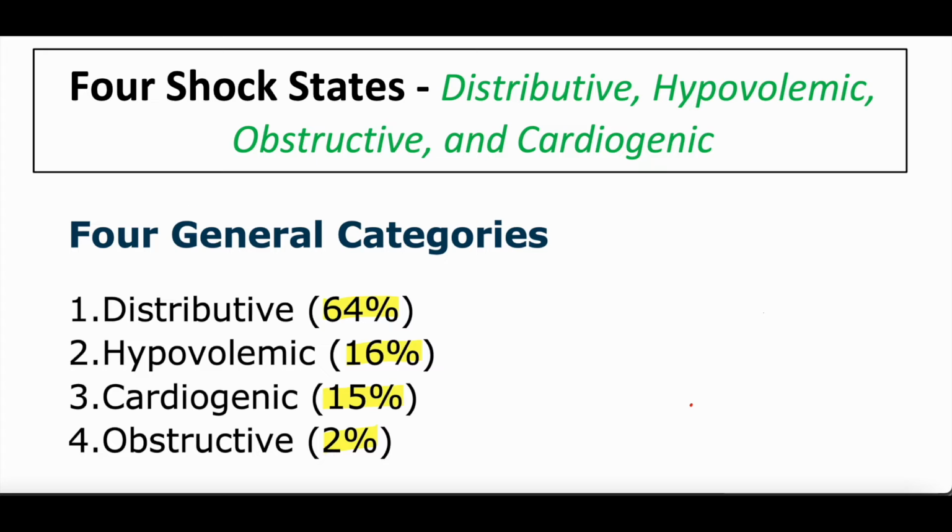So we categorize shock into these four general categories. But know that these aren't perfect silos. So even within the four categories, so within distributive shock, we're going to talk about a bunch of different things that can cause quote-unquote distributive shock. But all of them behave a little bit different. So we use these four general categories to help us understand shock, but it's not perfect. Things are not totally uniform within each specific category.